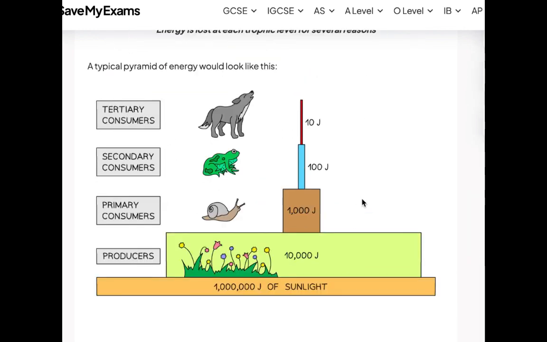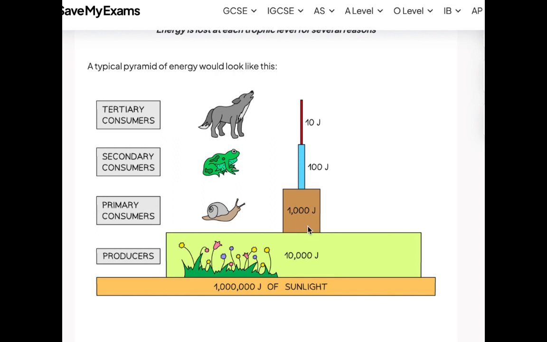Now let's take a look at it. The sunlight in this regard gives 1 million joules of energy. Now this 1 million joules is not all available to the plants. Not all the energy from the sun is taken by the plant. For this example, the producer, the plant, takes 10,000 joules of energy. Even if these snails are feeding on the plant, the snails don't get the whole 10,000 joules.